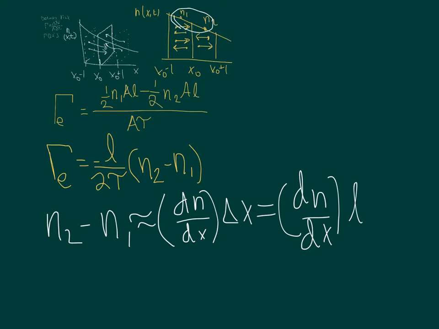What this says is that the change in concentration with respect to x times the change in x is equal to the change in concentration with respect to x times the mean free path. Now we can write flux in terms of the concentration gradient as gamma sub E equal to negative L squared divided by 2 tau times dN dx.